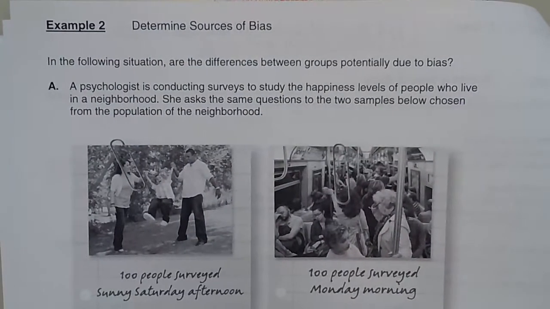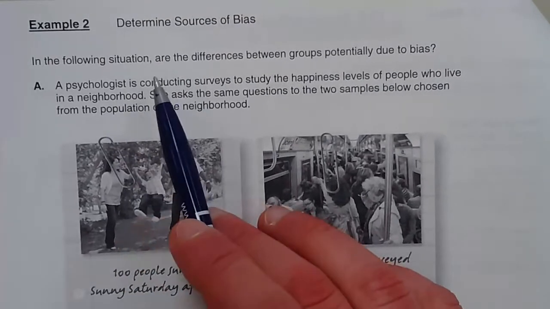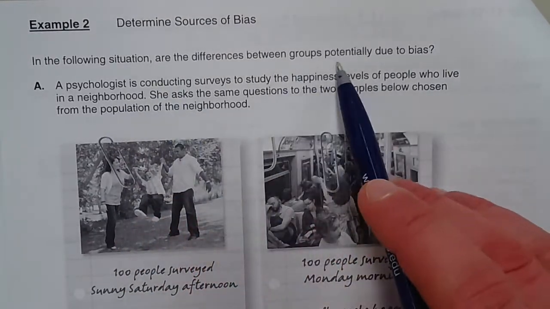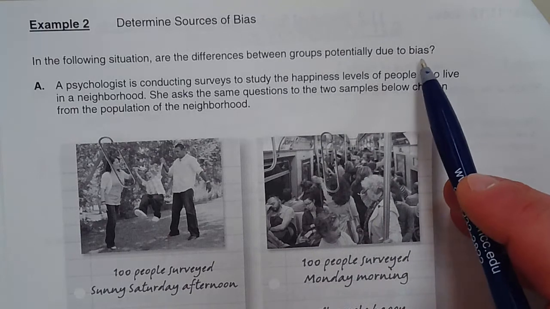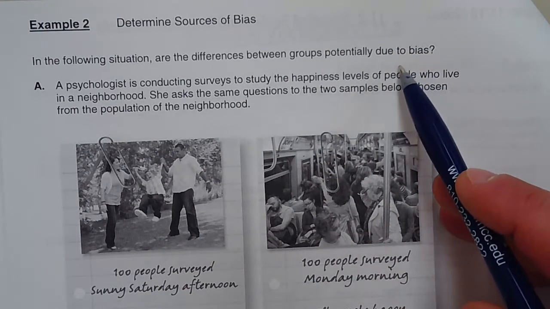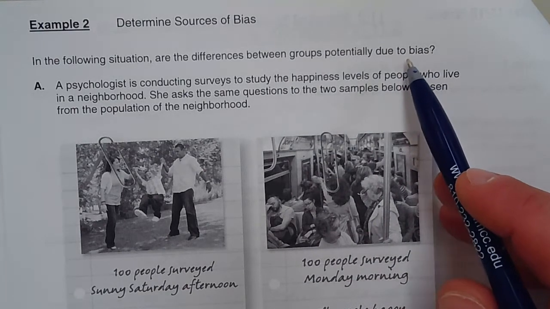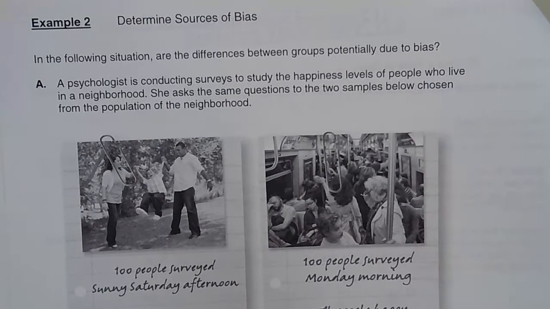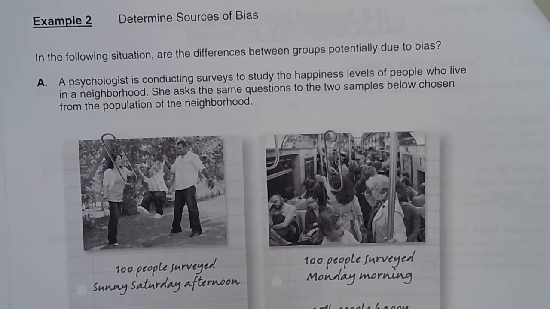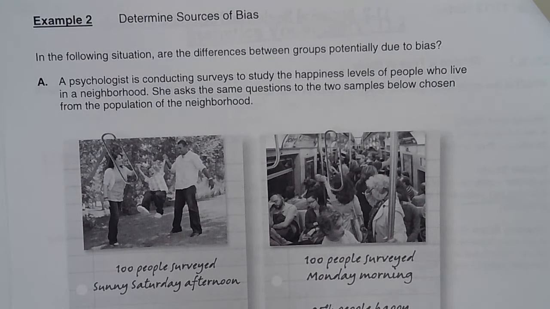Okay, sources of bias. So it says, in the following situation, are there differences between the groups potentially due to bias? In other words, you're looking for, is there anything wrong with the way they're taking their data? Is there something that might cause people to answer differently or to get data that might not necessarily represent what's going on? That's what we're looking for when we're talking bias.